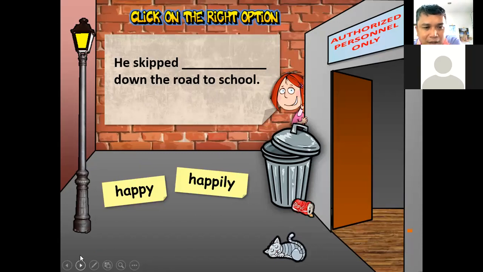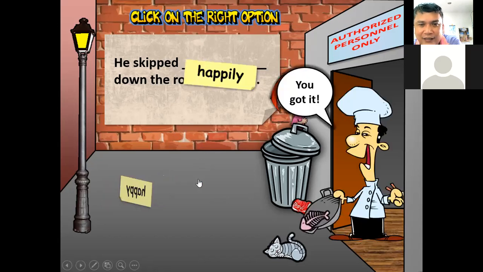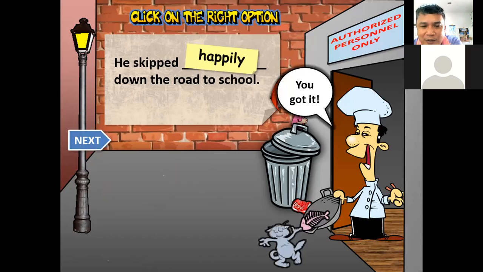Happy. Down the road to happily. Happily, right? Yes. Okay, I will click happily. Let us see if it is correct. Okay, so you got it. So the cat gets the food. Okay, the hungry cat gets the food. Okay, next.